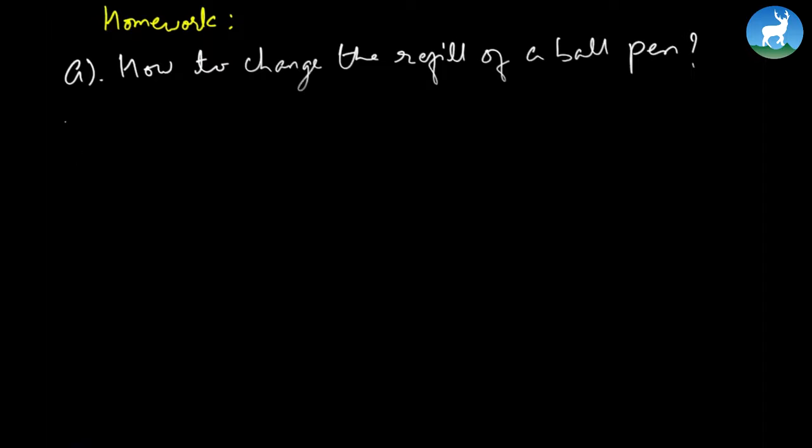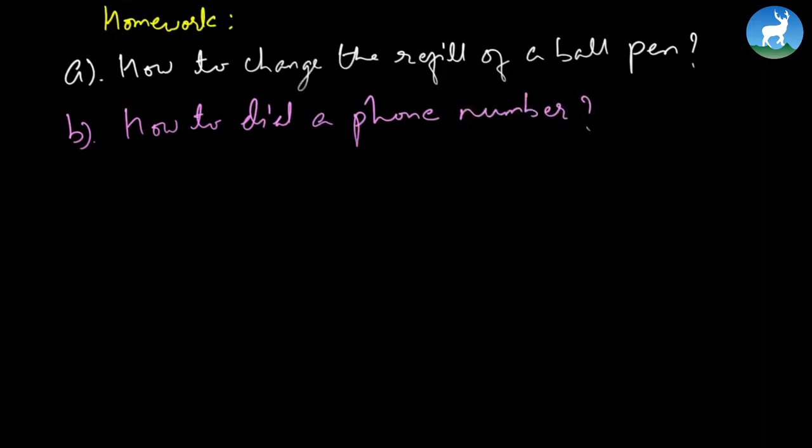Situation 1, to which you provide the instruction. Number B, how to dial a phone number. And number C, how to cook rice. Interesting, right? How to cook rice. So this you can do as your homework.